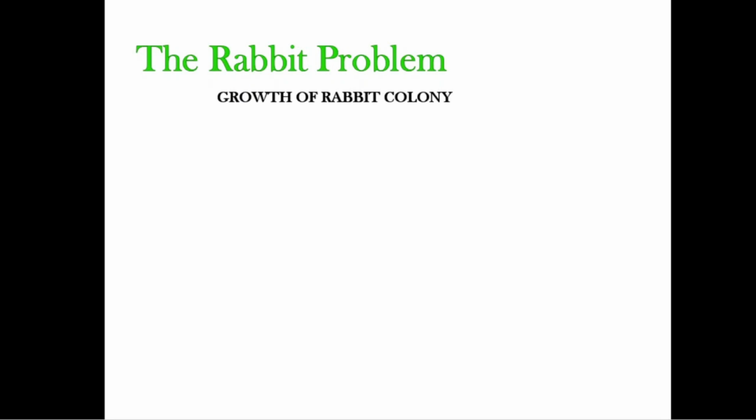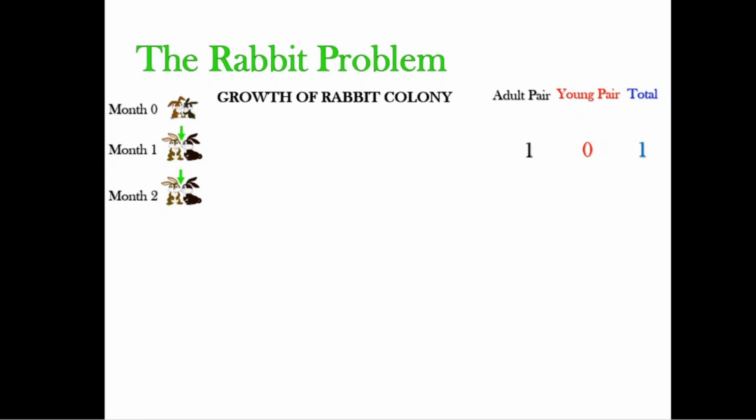In this problem, we have a pair of rabbits, and after a month, this pair of rabbits becomes mature enough to produce an offspring. So after another month, that's month 2, the rabbits produce an offspring, another pair of young rabbits. And we see here that after 2 months, the total number of pairs of rabbits is 2. You have 1 pair of young rabbits and the original pair, the adult pair.